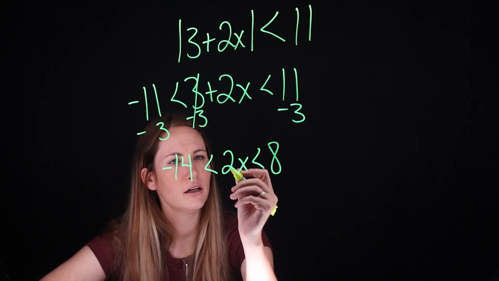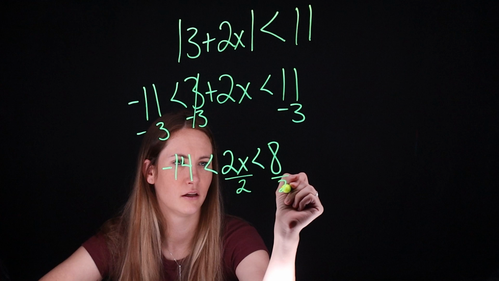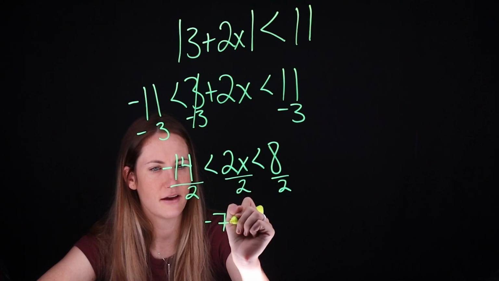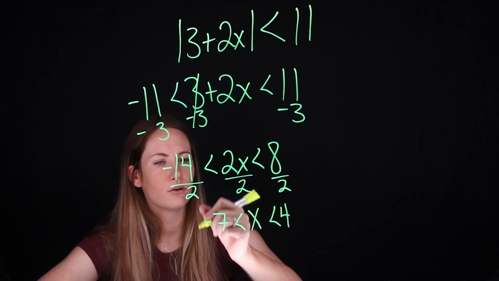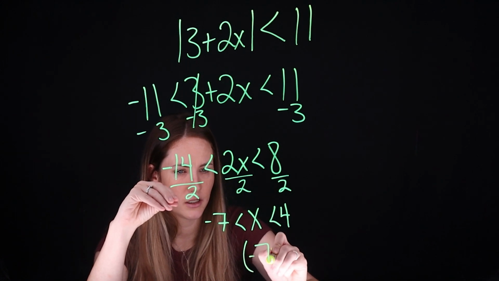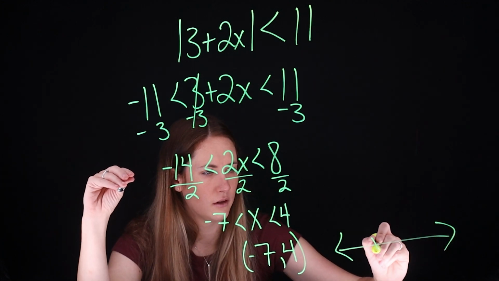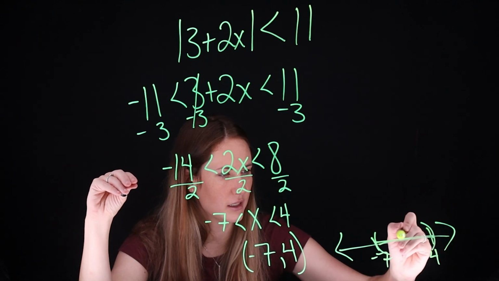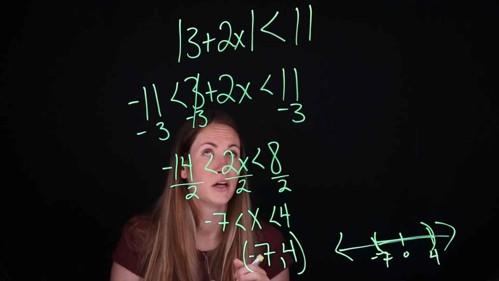And then when we divide right here, because we have to get x alone in the middle, we're going to divide by 2 on both sides. So negative 14 divided by 2 would give us negative 7 is less than x, which is less than 4. When I go to write this one in interval notation, since x is between them, our interval notation would be negative 7 to 4. And our graph would be negative 7 to 4 with everything between it. That's a rough graph. Don't take that too serious.